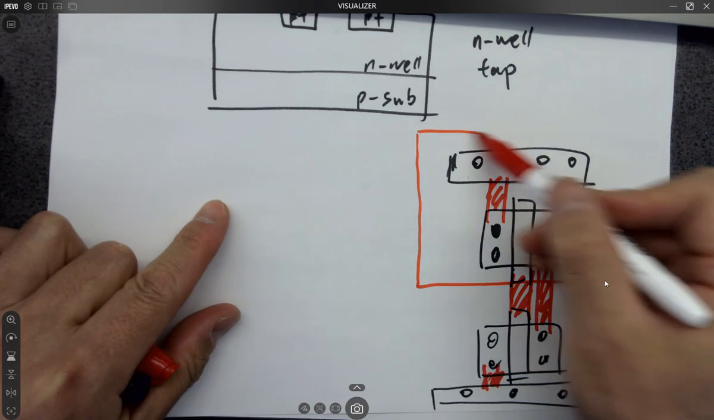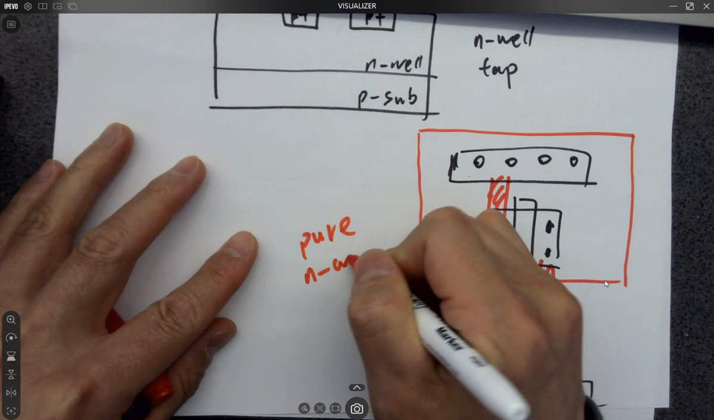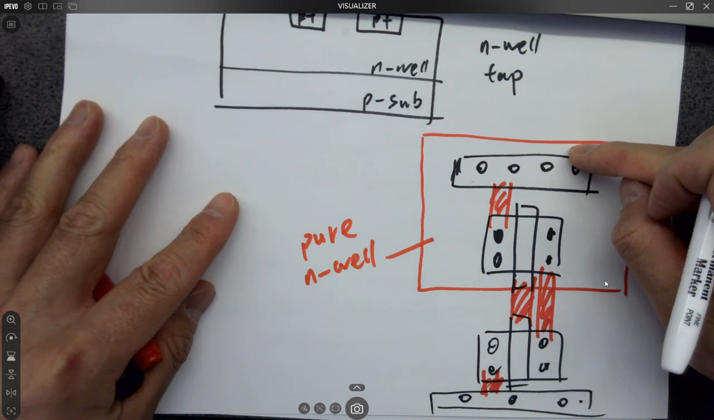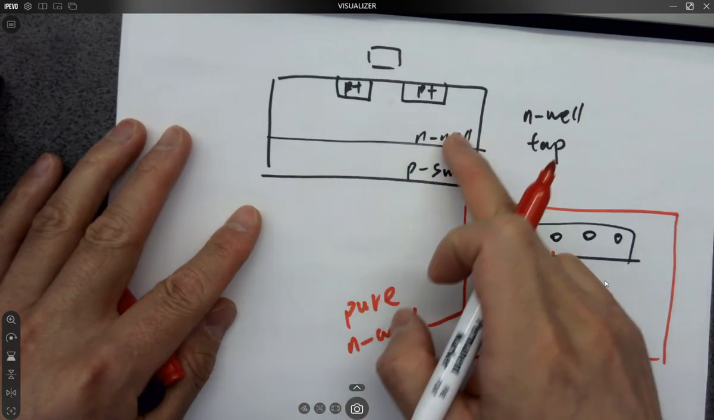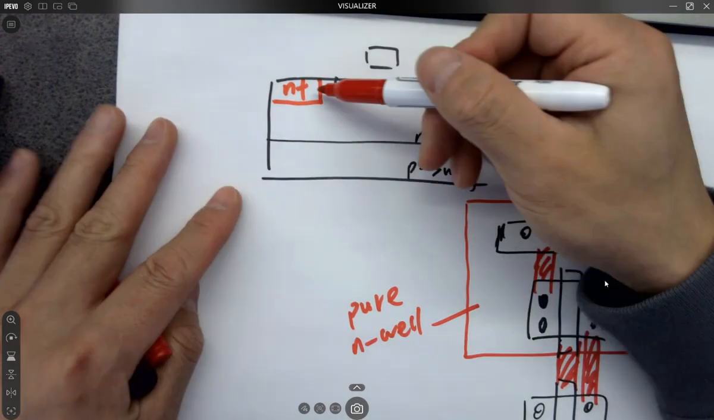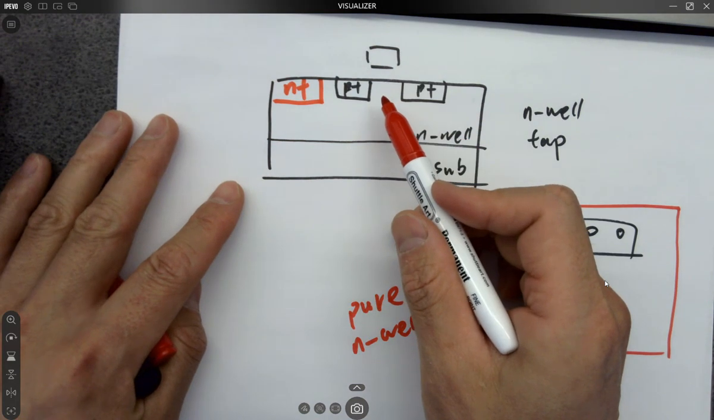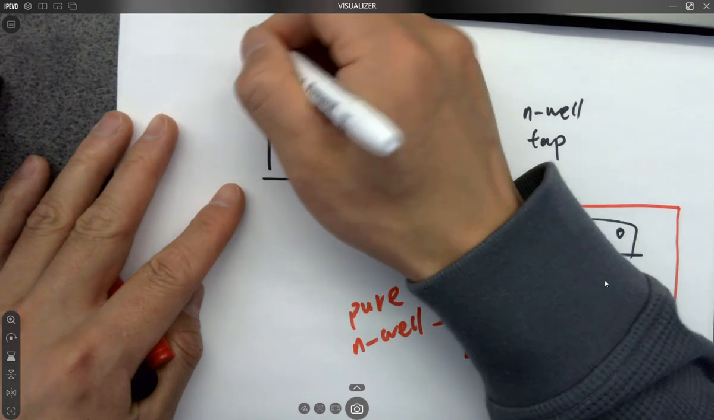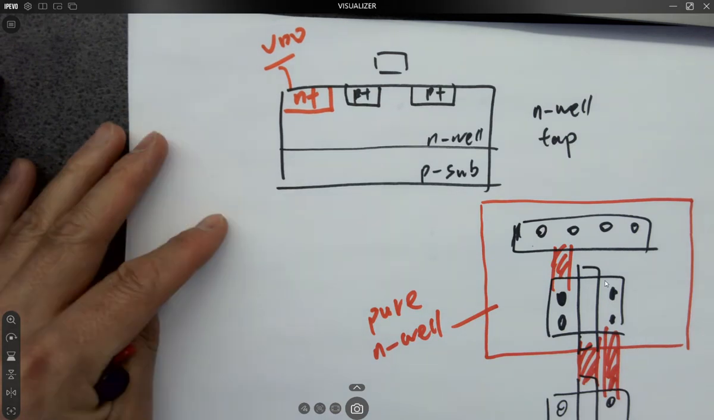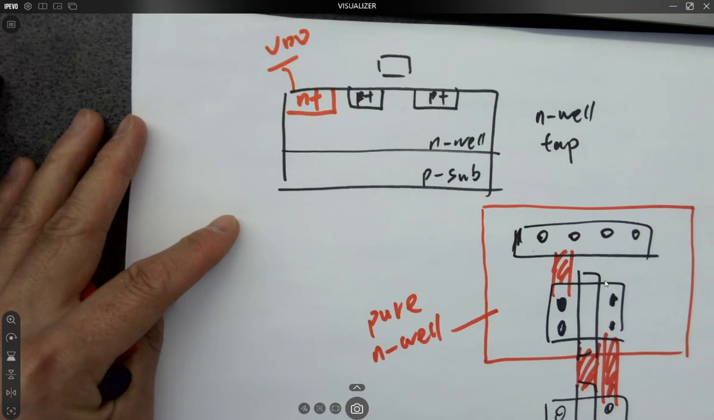So eventually, as a standard way, you should draw a pure N-well material to cover the PMOS and N-well taps. And if you draw a cross-sectional view, it looks like this because your N-well tap, which is N+ material, should be in the same N-well as your PMOS. And you are shorting your N-well to VDD to avoid what? Body effect.